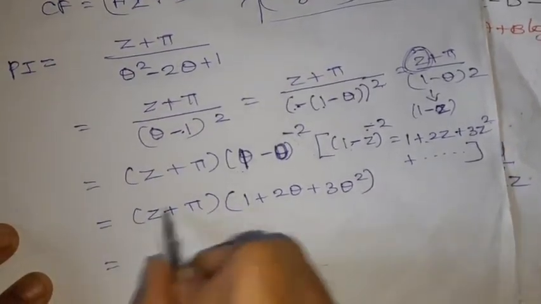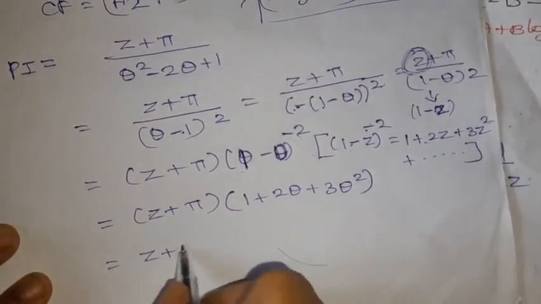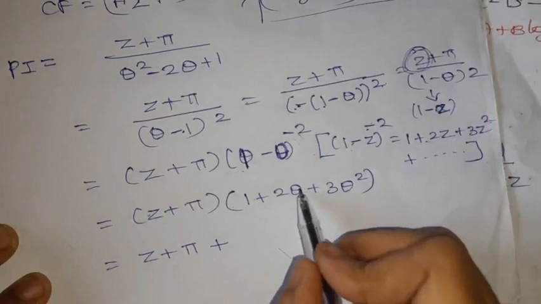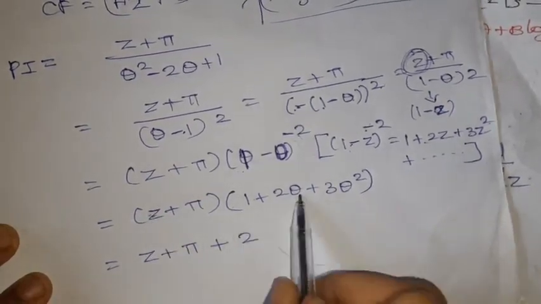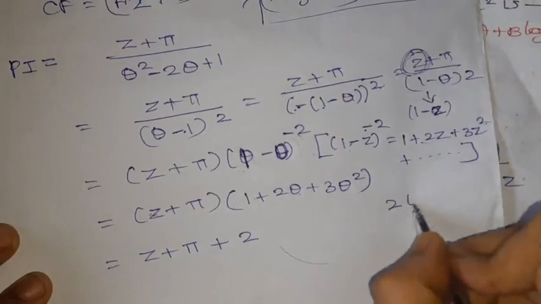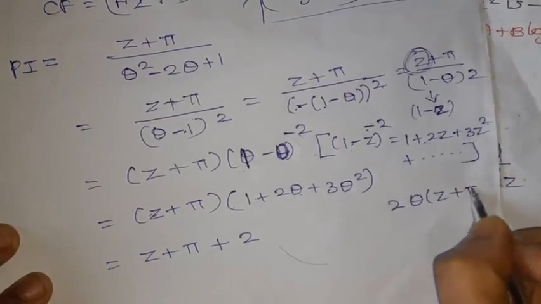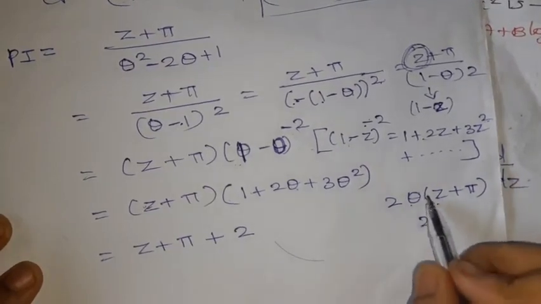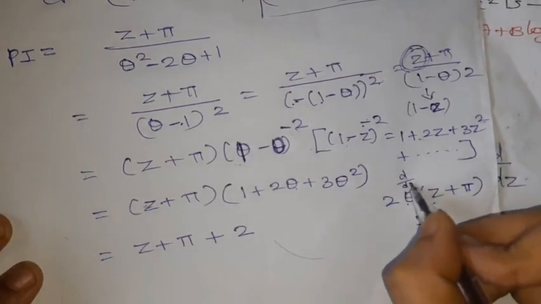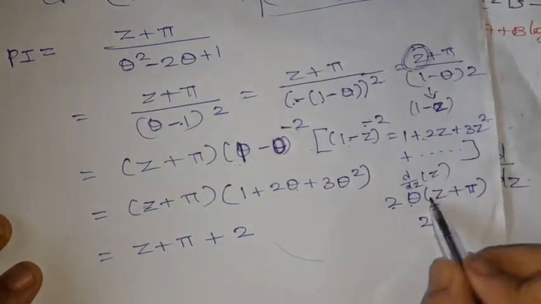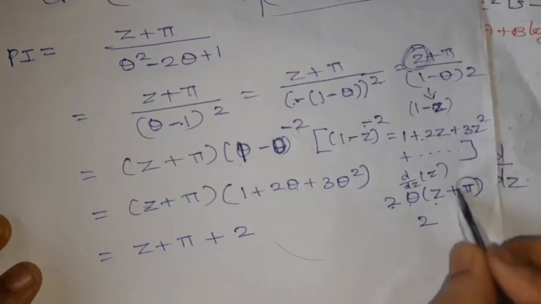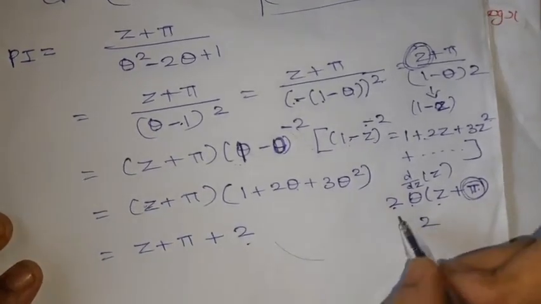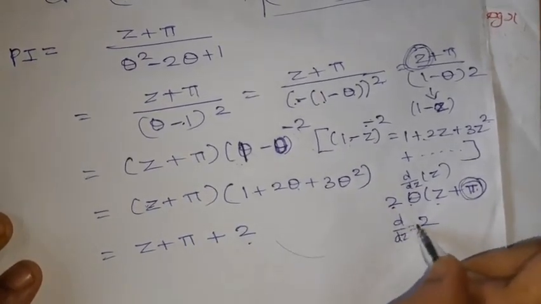So just multiply inside. 1 into z plus pi, we have z plus pi. Then 2 theta into z plus pi, what we will get? Theta equal to d by dz, so 2 into d by dz of z. dz by dz we will get 1 only. So 2 into 1. Whenever differentiating the constant pi, we will get 0, we will get 2 only. So for differentiating one time, we are getting 2 as a constant.